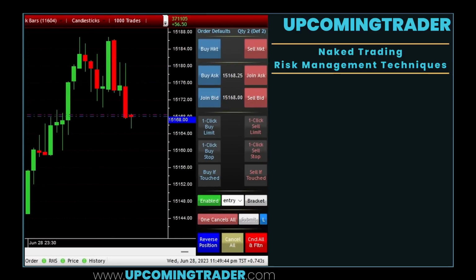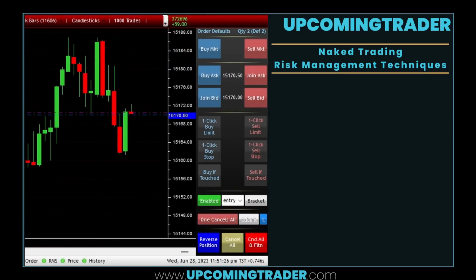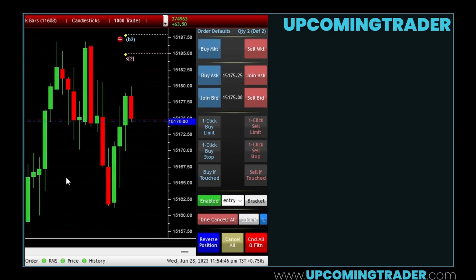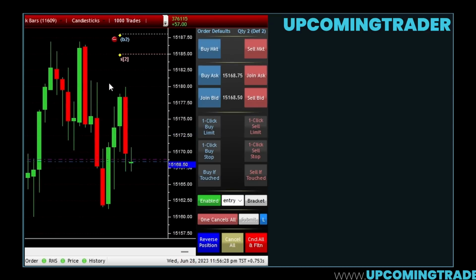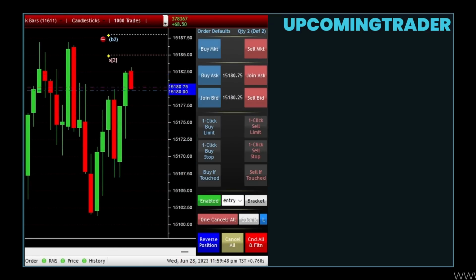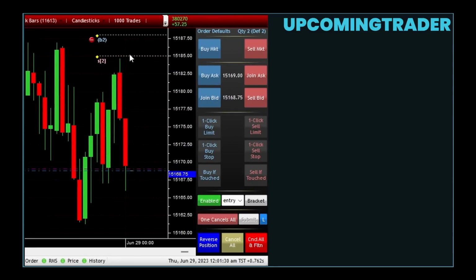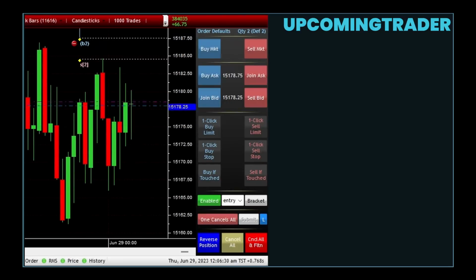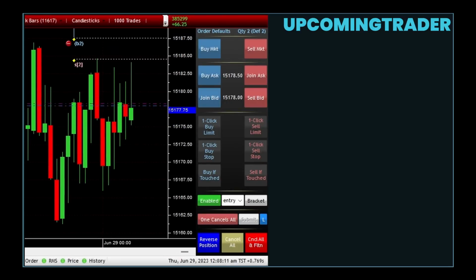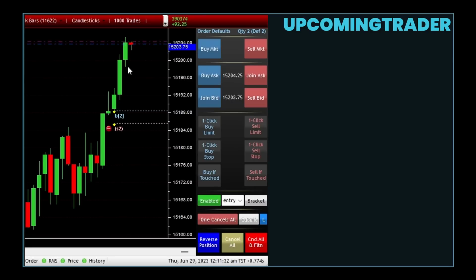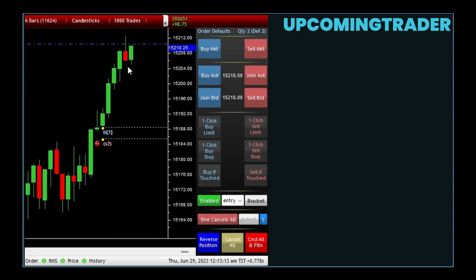These are all important aspects of the next section, which is risk management. Naked trading, despite its reliance on pure price action, still necessitates a robust risk management strategy. We should never forget this. This ensures that even when trades do not go as anticipated, our losses can be controlled and limited to a small portion of our risk capital, ensuring that we're able to trade longer and make better informed decisions.